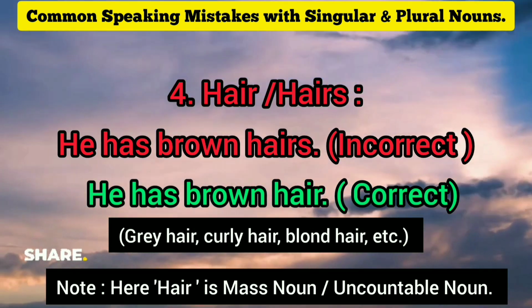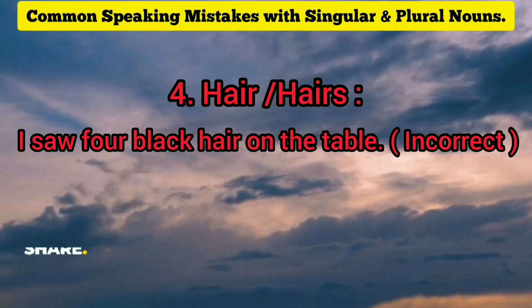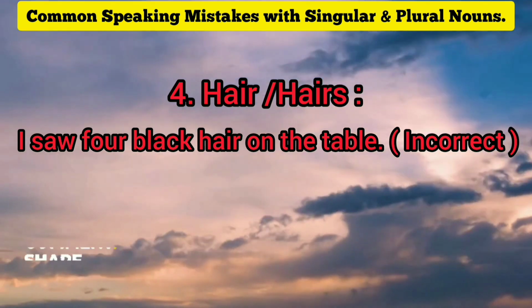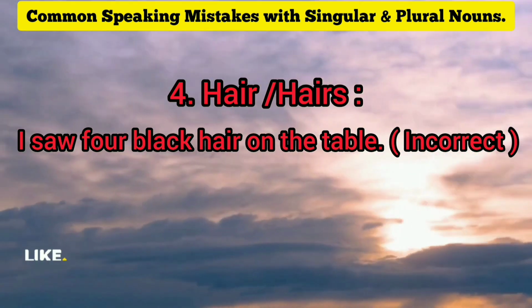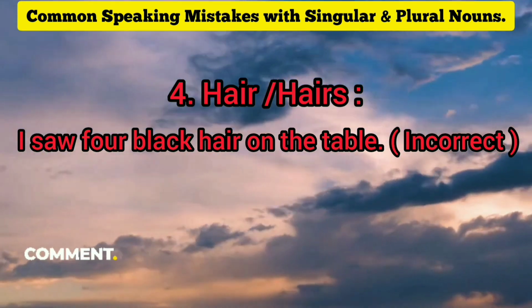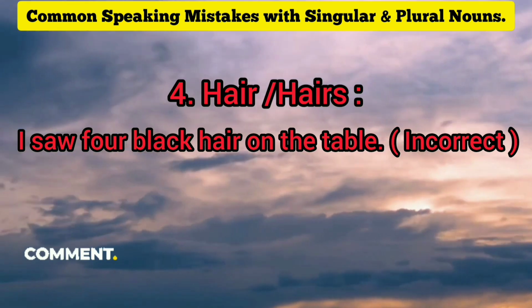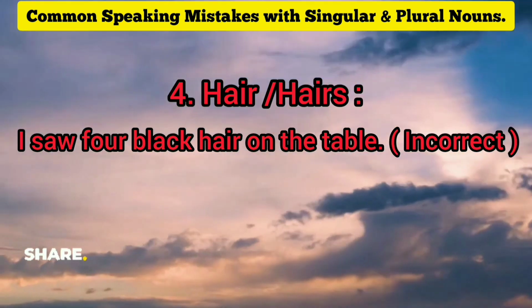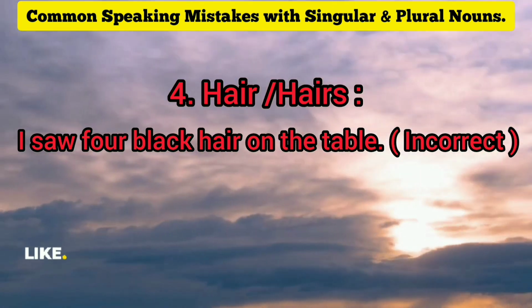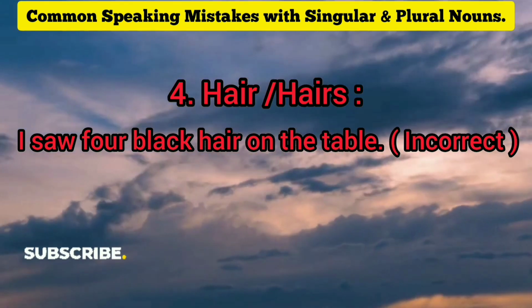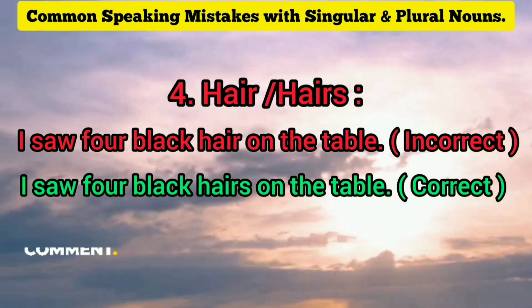So let me show you the second one, which is also commonly mistaken. This type of sentence is often used. I saw 4 black hair on the table. Here this is also incorrect because they are countable, because I'm talking about 4 and it is not used as a mass or uncountable noun. So you have to count them: 1, 2, 3, 4. So I have mentioned the number. So the correct sentence would be I saw 4 black hairs on the table. So that's the correct one here. I'm quite sure it's clear.